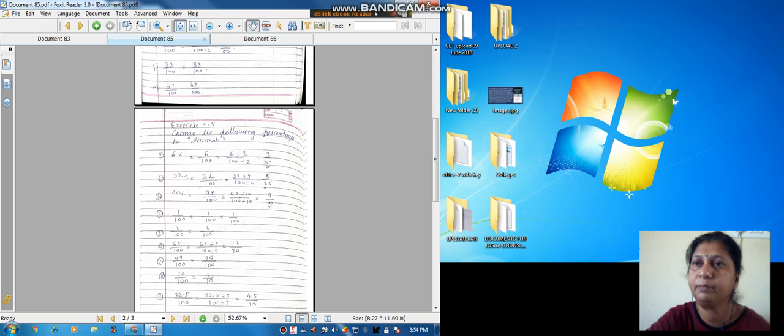So see here, 6 upon 100, that is 0.06. 32%, that is 0.32. Then 90%, it is 0.90. 1 upon 100, 0.01. 3 upon 100, 0.03. 65 upon 100, 0.65. 99 upon 100, that is 0.99. 70 upon 100, that is 0.70. Okay, 22.5 upon 100, that is 0.225.